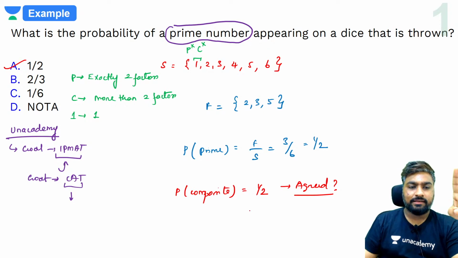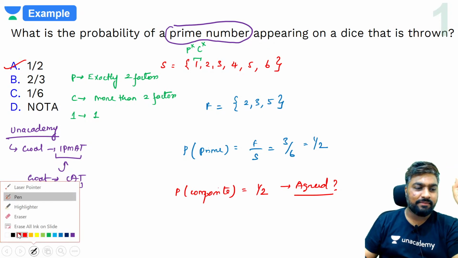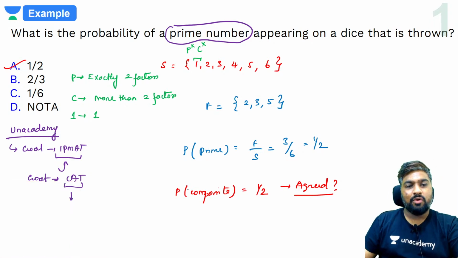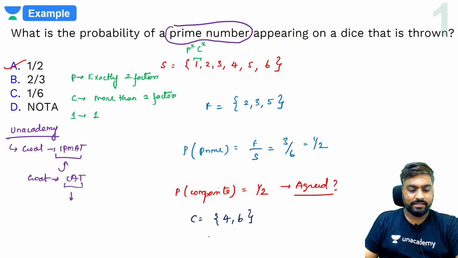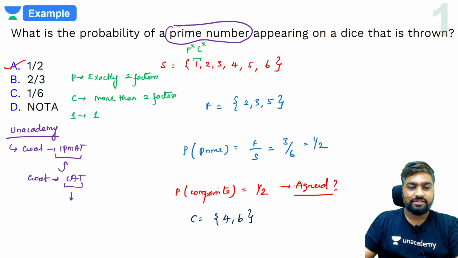यहीं पे मार खाते हैं, right? This is why I spend so much time explaining what is a composite number. Yes, more than 2 factors, तो 1 भी नहीं आएगा, 1 will also not be there. So number of composite numbers will be what? Just 4 and 6. Yes, only 4 and 6, only 2 terms are composite, 1 नहीं है. So this is not true.